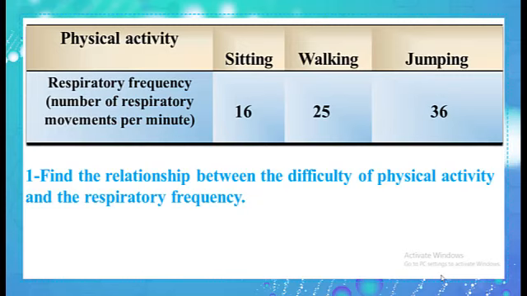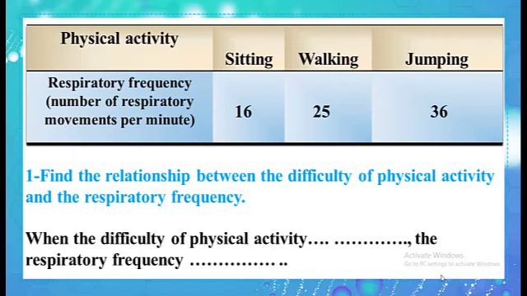How can we establish a relationship? We can establish a relationship when we relate the variation of two factors. How does the respiratory frequency vary with physical activity? Going from sitting position to walking, then jumping, you can notice that the activity becomes a little more difficult and that the respiratory frequency increases. So the answer should be as: when the difficulty of physical activity increases, the respiratory frequency also increases.